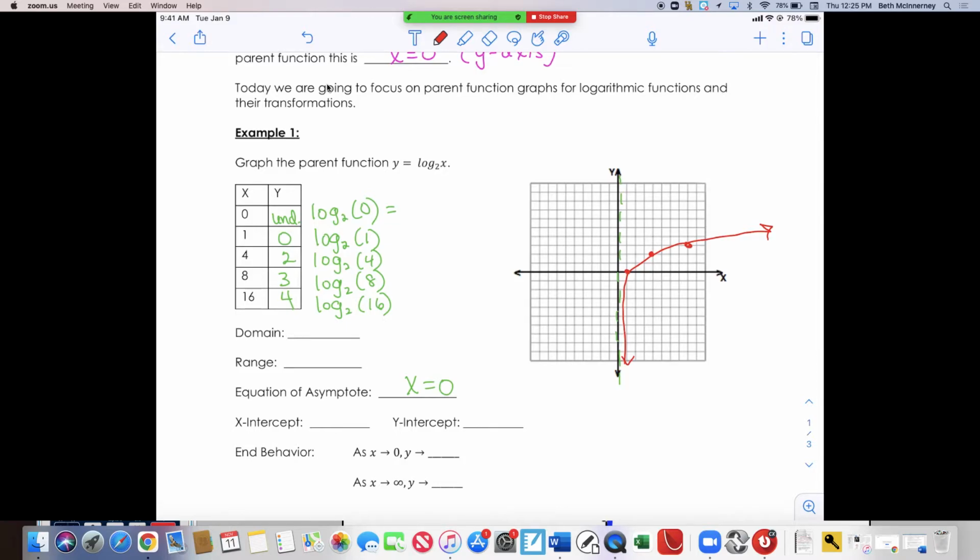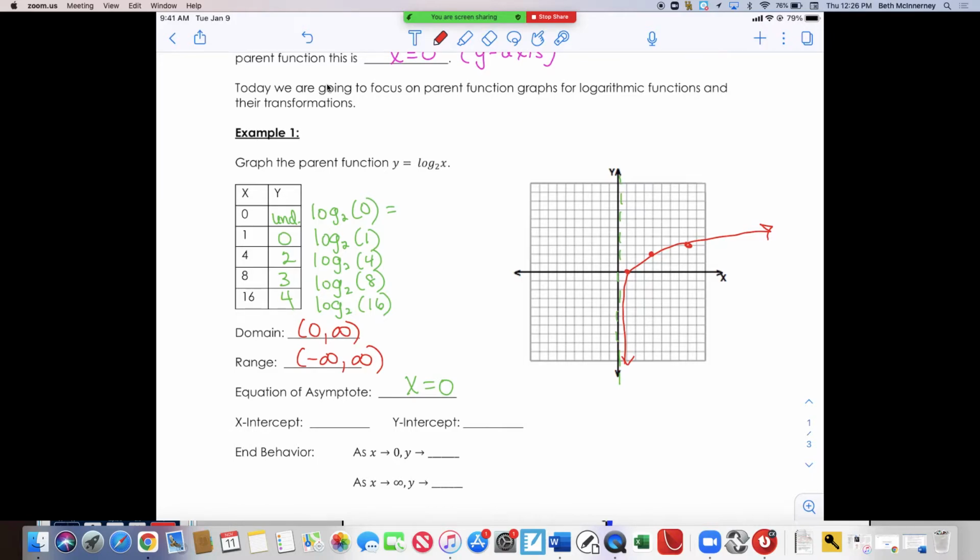So my domain is 0 to infinity, and the range is -infinity to infinity. So here's the big idea, and we introduced this yesterday by starting with an exponential, and we switched the x's and the y's. So the big idea here is the range. The range of all logarithmic functions will be negative infinity to infinity.